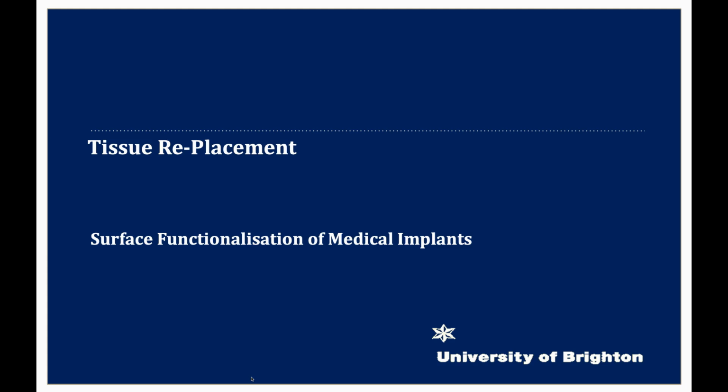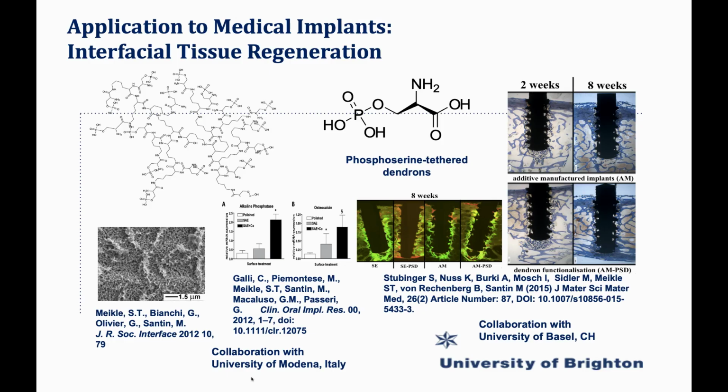I want to give you just a few examples of how these macromolecules, extracellular matrix analogs, can be applied to the surface functionalization of medical implants. The example I've chosen is the published work on hyperbranched peptides that have been functionalized with phosphoserine, the most potent catalyst of biomineralization in living tissues.